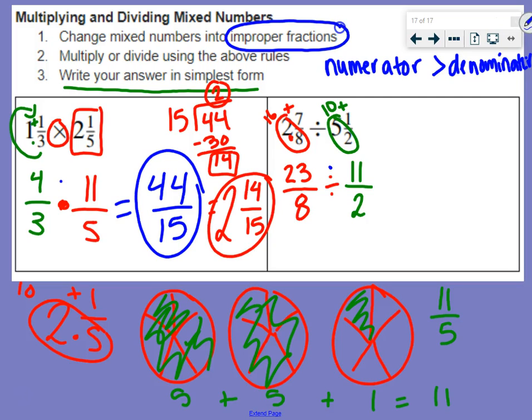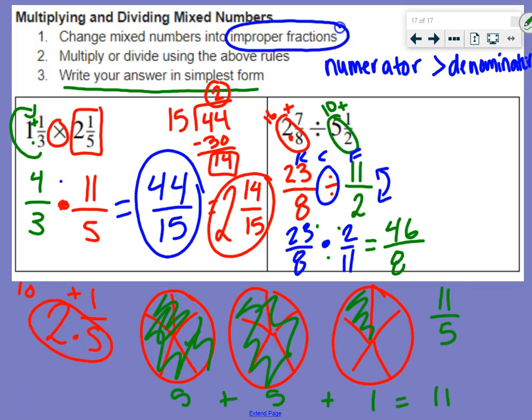Now this is division, which means we need to keep, change, flip. So we keep the 23 over 8, change the division to multiplication, and flip that last fraction to 2 over 11. Multiply. 23 times 2 is 46. 8 times 11 is 88.